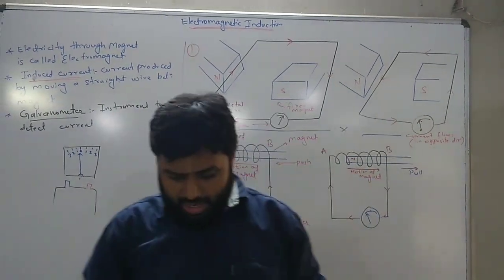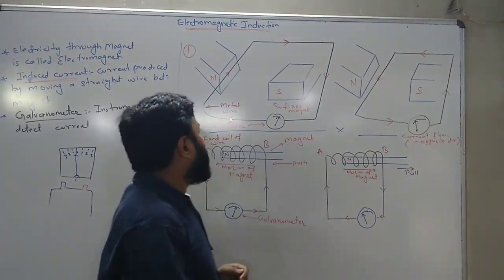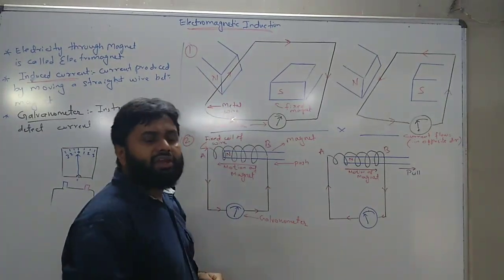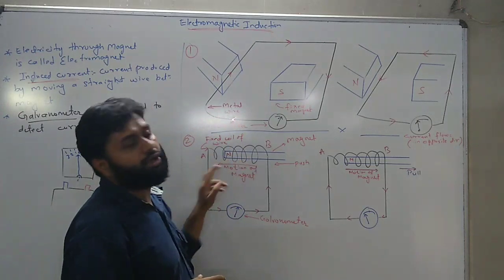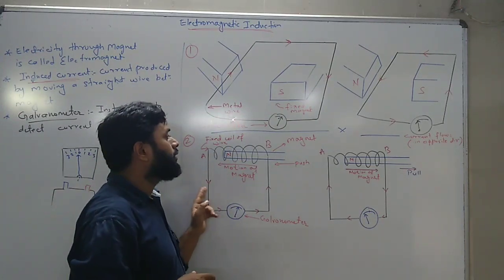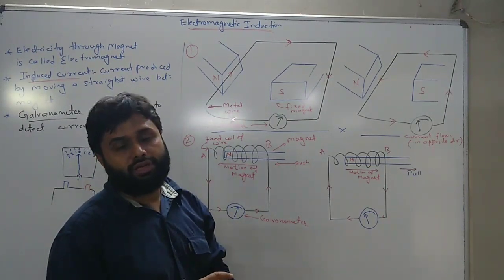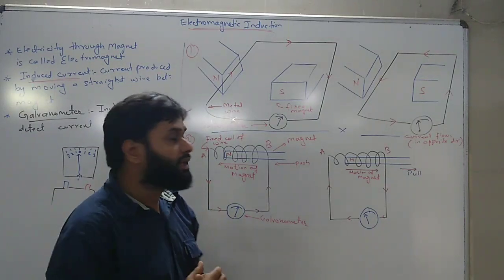Suppose I am moving the wire now. What will happen if we move the magnet instead? In another experiment also, current will be induced.